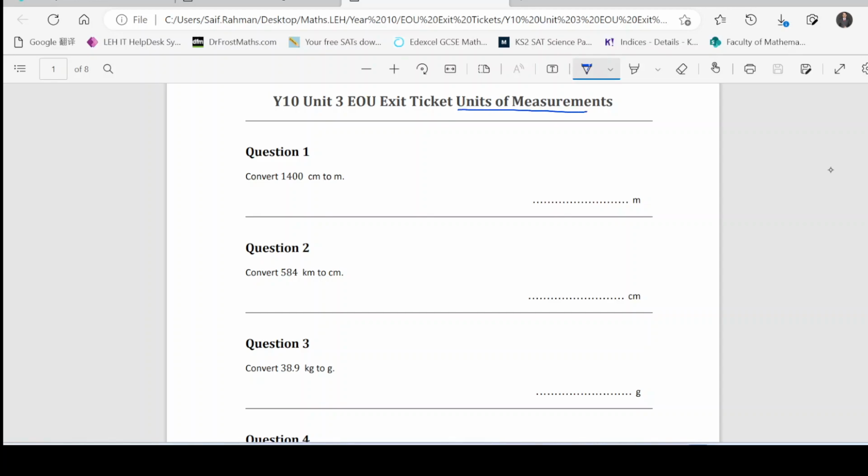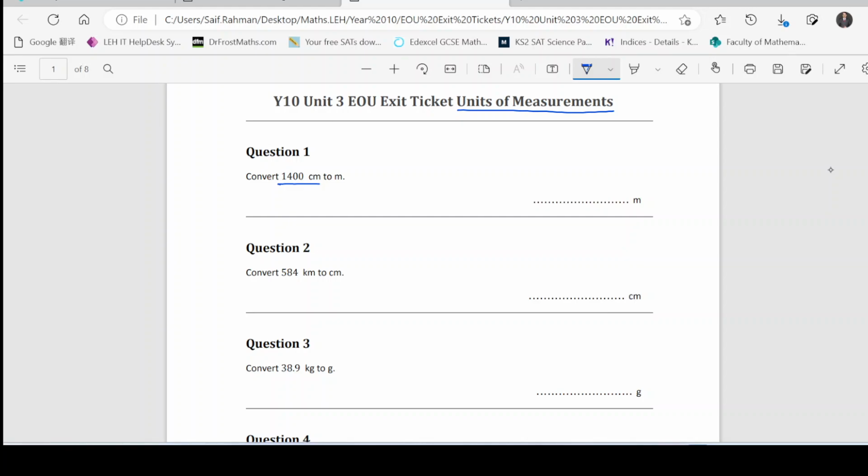The units of measurement, how to convert from one unit of measurement to another one. And the first question in front of us is convert 1400 centimeter into meter. So here you have to remember some basic things which will help you quite a lot in the conversion.